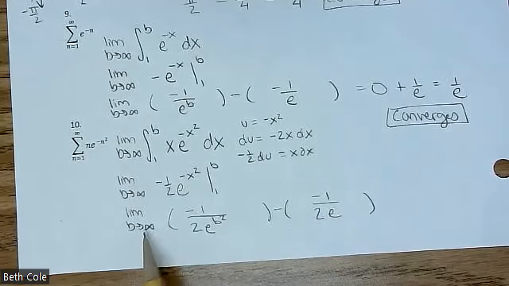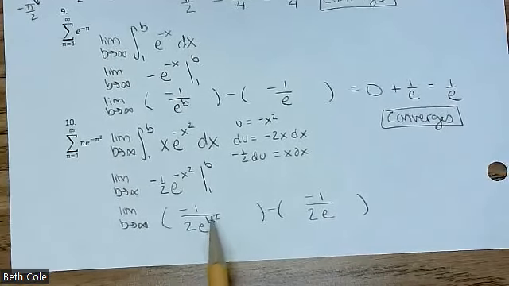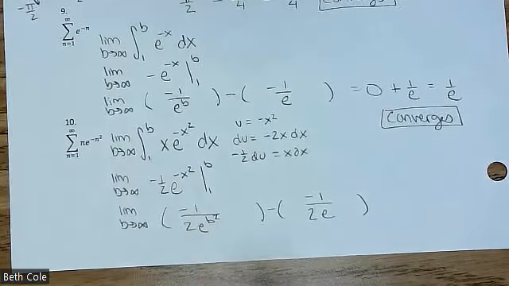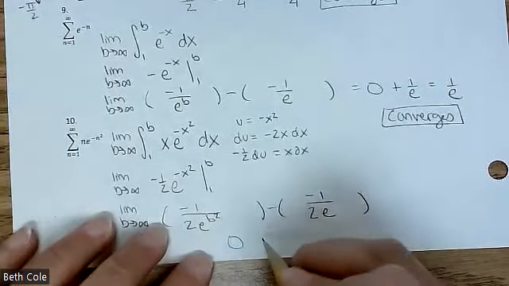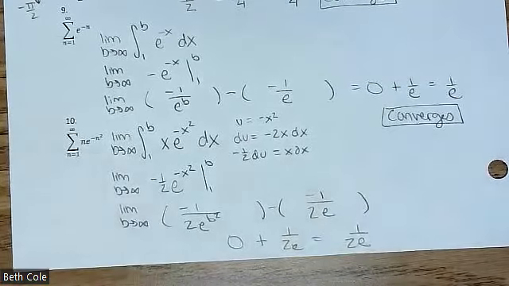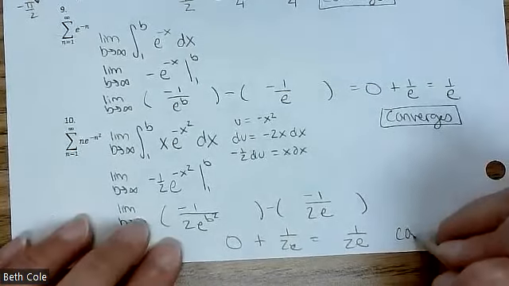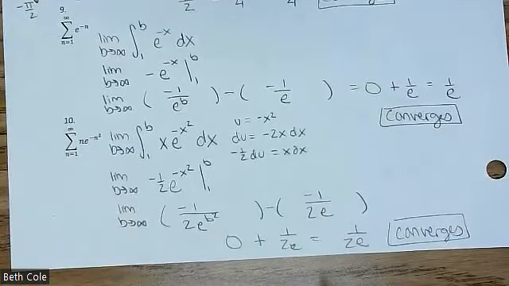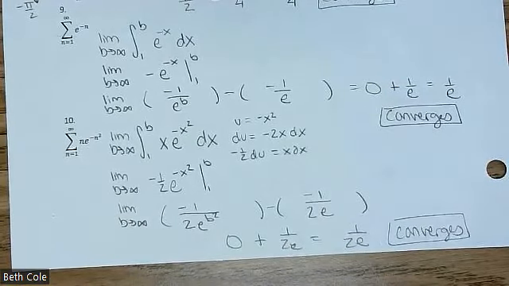All right, and then the last thing is to evaluate the limit. So as b goes to infinity, this denominator is going to get larger and larger. So this part goes to 0, negatives cancel, and so you get 1 over 2e, which, remember, e is a number, it's 2.7. So since we got a finite number, the series converges, but not to 1 over 2e. It would be something larger than that.